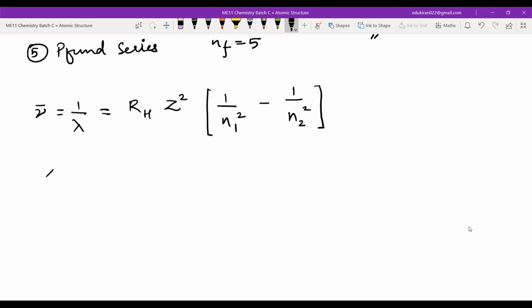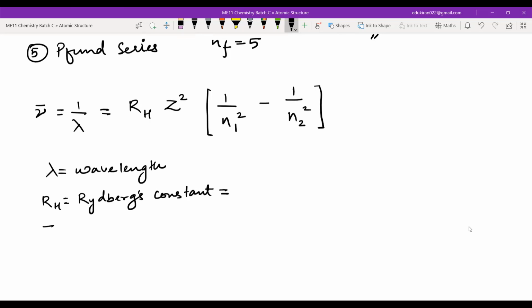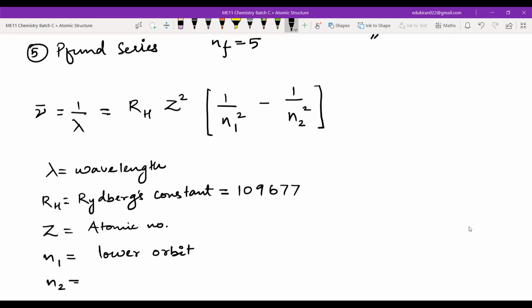Please write everything. What is lambda? It is wavelength. Then what is RH? It is the Rydberg constant. Its value is, please write the value for Rydberg constant, 109677. Then you have Z, the atomic number. Then you have n1. n1 is the lower orbit. n2 is the higher orbit.